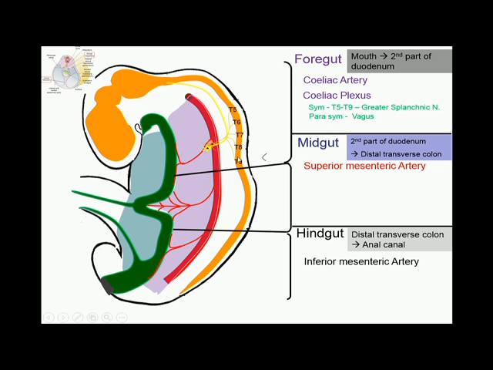Right. So from T5 to T9 segments of the spinal cord, the sympathetic nerves from these segments form the greater splanchnic nerve, which you have seen during your dissections.